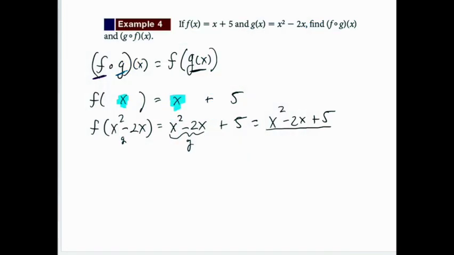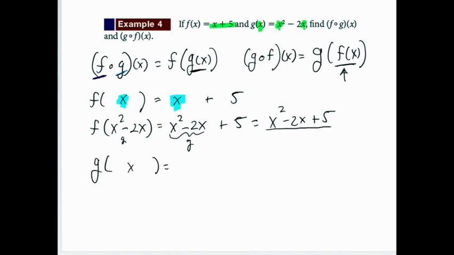Now when I do the other way around, when I do g of f of x, this tells me that I'm taking f of x and plugging it into g. This is the input. It's the whole entire function. So when I write out g of x, I'm going to leave room again. So my g of x is x squared minus 2x. So I'm going to take x plus 5 and plug it in. There's my f of x.